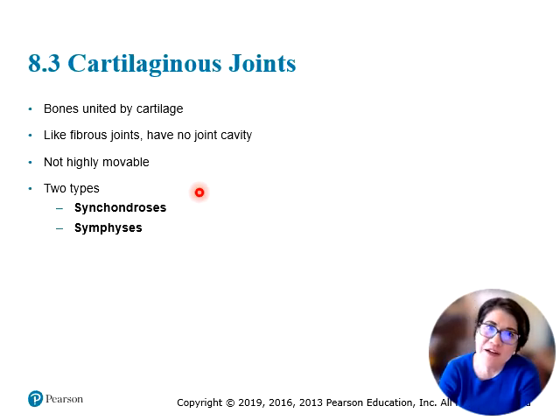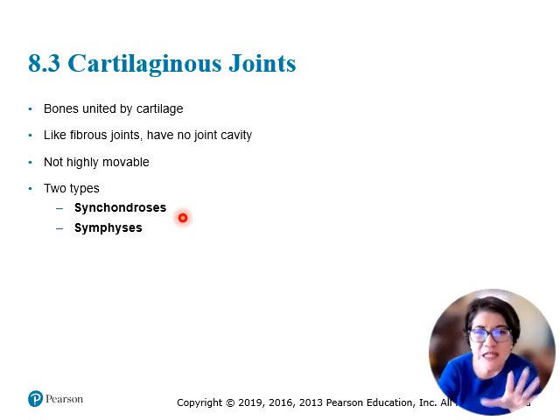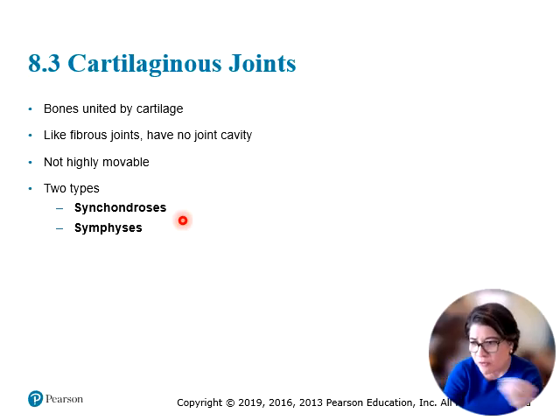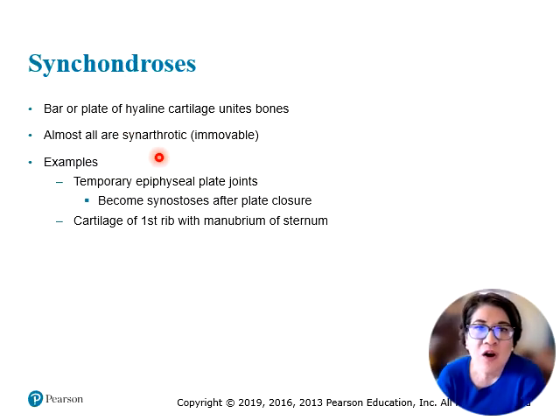Okay, then cartilaginous joints have cartilage. They don't have a joint cavity. They're medium movability, so they're not immovable, but they're not highly movable. And there's two types, synchondroses and symphyses. Okay, so synchondroses are bars or plates of hyaline cartilage that unite cells. They are almost always immovable.